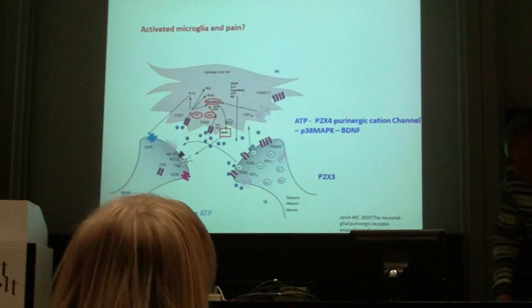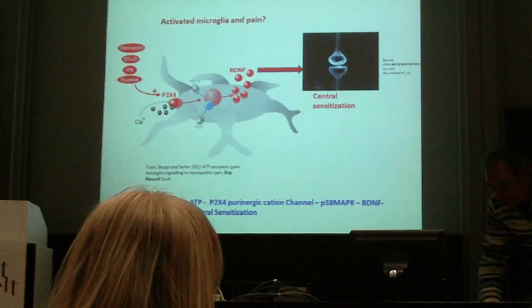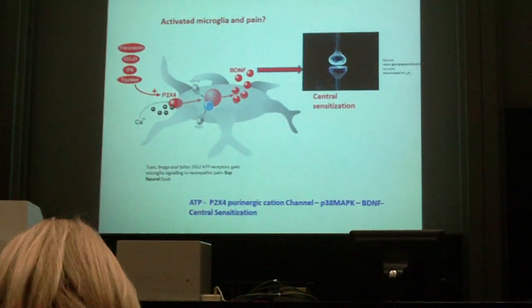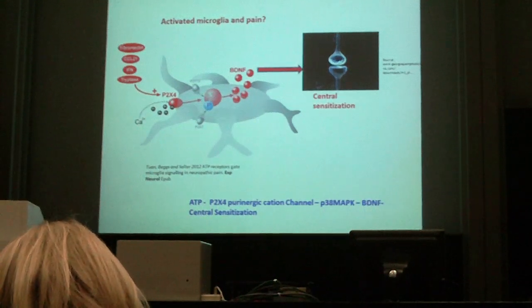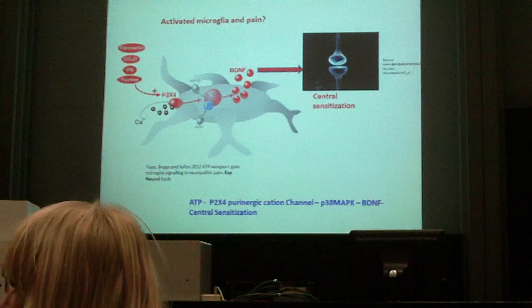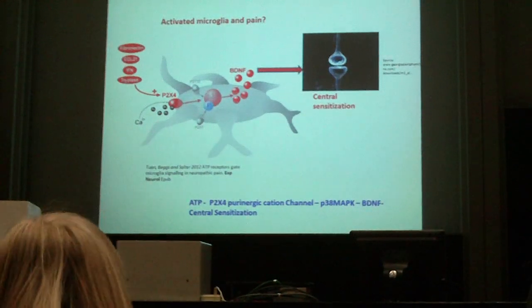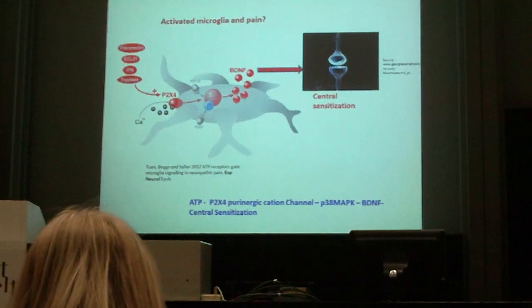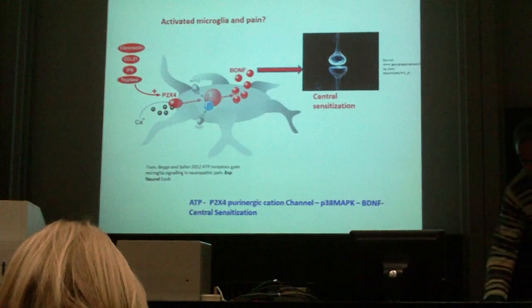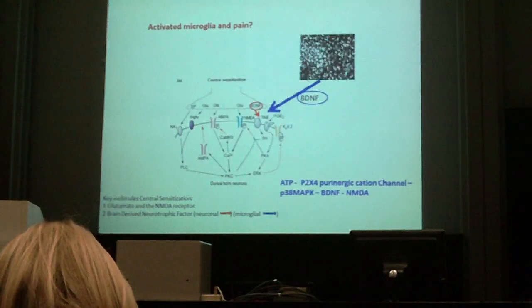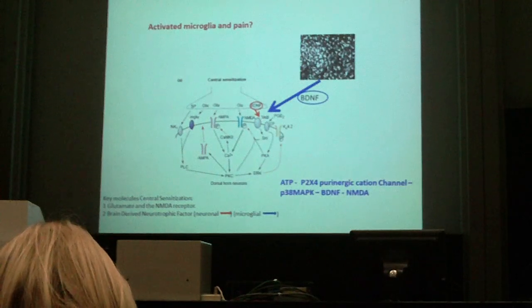And why is this BDNF so important? This BDNF is important because it affects central sensitization. So here again, you have the ATP, bound by the P2X4, activation of MAP kinases, release of BDNF, and that affects central sensitization. And then I come back to the cartoon I showed you a couple of times now.